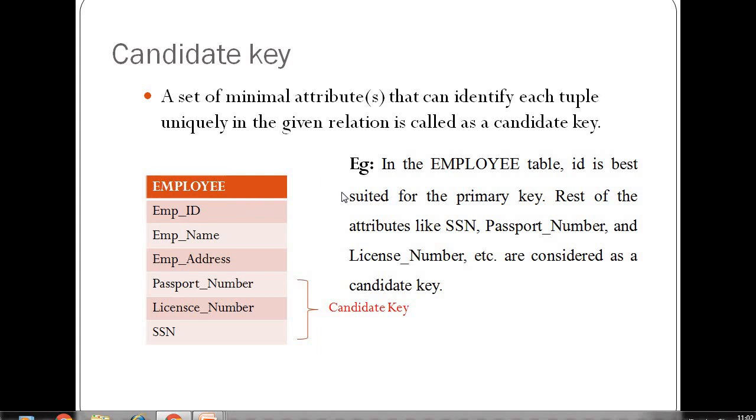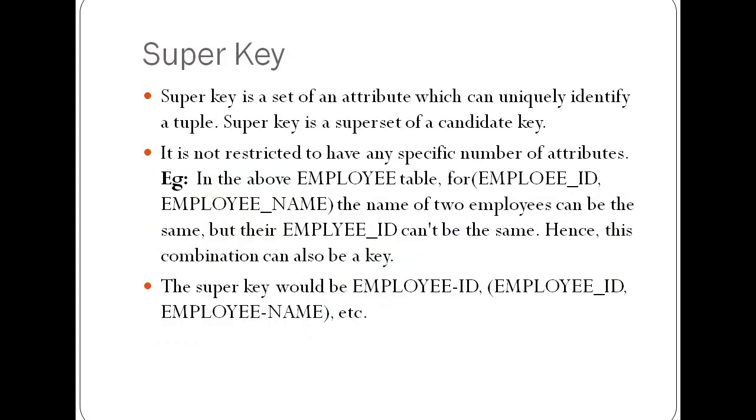Next, coming to the super key. What is a super key? It is a set of attributes which can uniquely identify a tuple, and it is a superset of a candidate key.